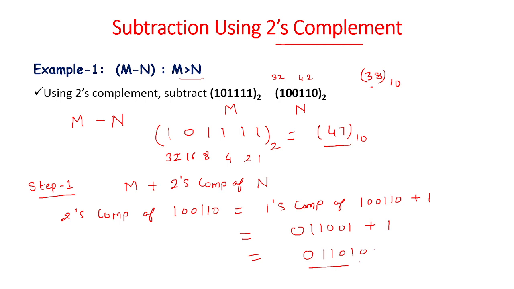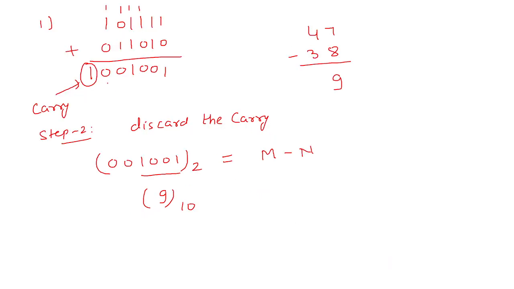If we add this number in binary with m, we get a result as 1001001. So carry is generated. Always carry will generate if m is greater than n. That carry we need to discard. So the carry is discarded here, and the final result is 001001 in binary.